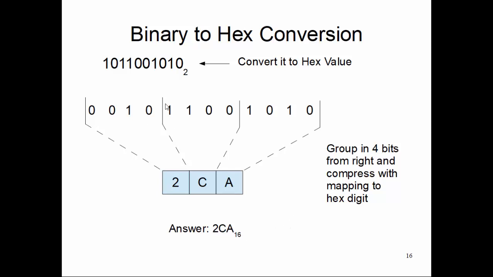So this is how you convert without converting to decimal and then to hexadecimal, which is a time consuming process. If your problem is from binary to hex or hex to binary, you can avoid those time consuming steps and do it this way.